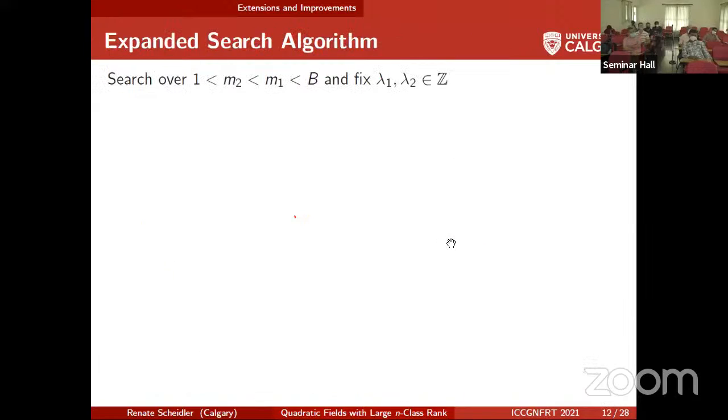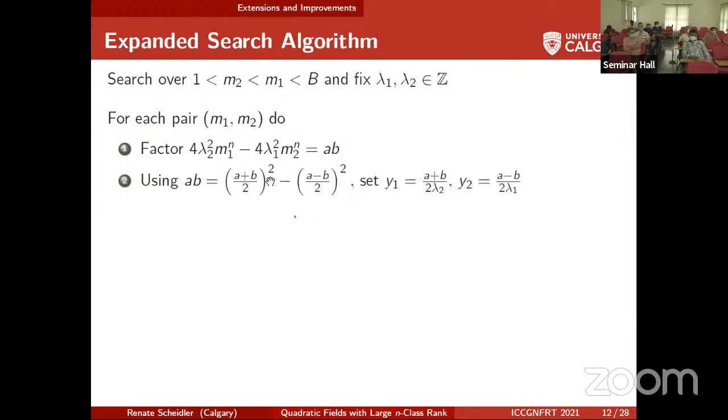So the approach here is like this. You search over some ideal norms, M2 and M1, up to a given bound, and you fix a lambda 1, lambda 2 pair for one round, and then maybe later on you do a different lambda 1, lambda 2 pair, and then a different one, and so on. But we fixed them for now. And then for each of these M pairs, you factor this. You write this in some factorization, A times B, and then using this equation, A times B is this difference of squares, you set your Y1 to be this and your Y2 to be this.